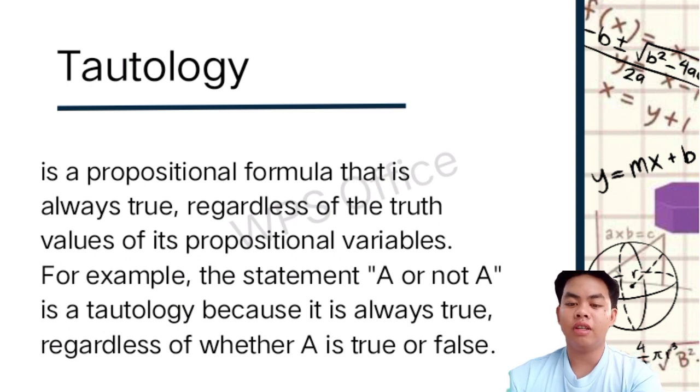Tautology is a propositional formula that is always true regardless of the truth values of its propositional variables. For example, the statement A or not A is a tautology because it is always true regardless of whether A is true or false.